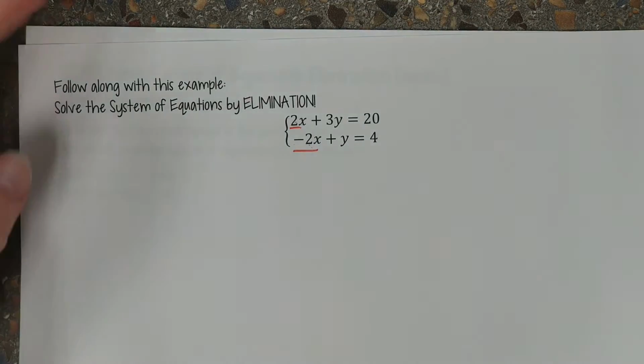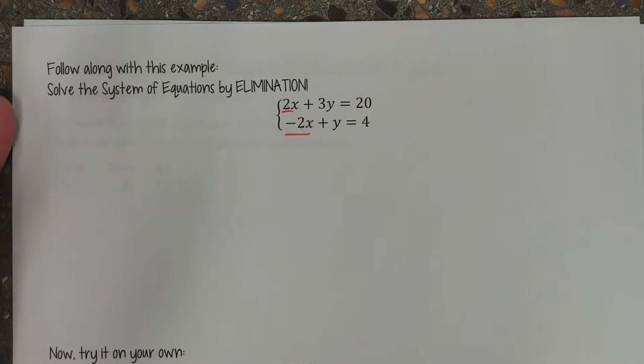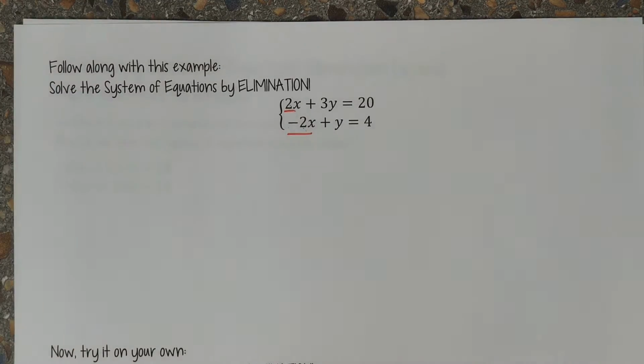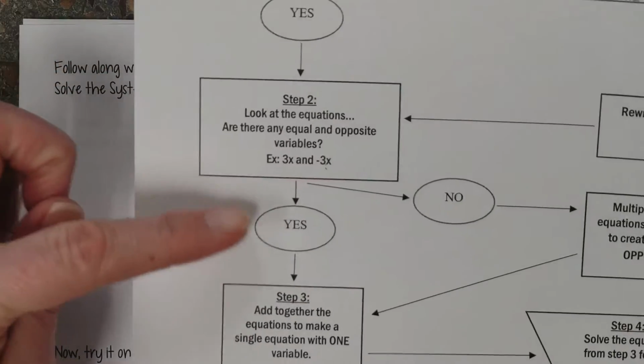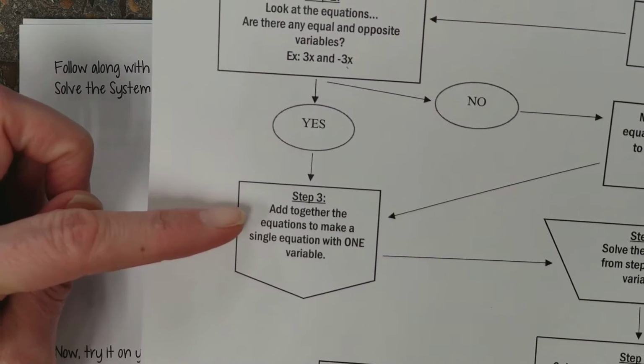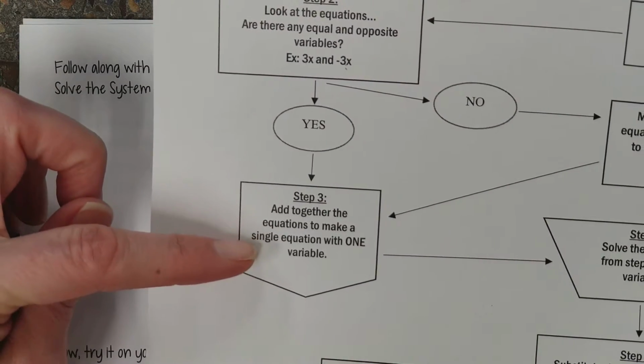Now if you look at y, you'll notice that those are neither equal nor opposites. So since we have step two answer yes, we're going to come down here to yes. Step three says add together the equations to make a single equation with one variable.